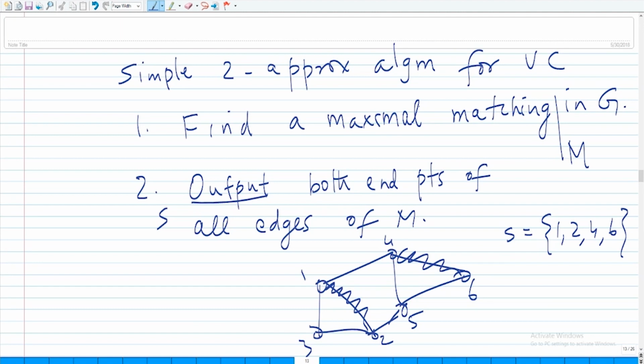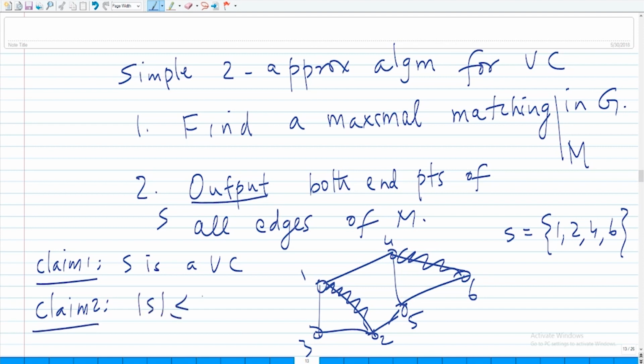I have to make two claims now. One, S is a vertex cover. My claim 2 is the cardinality of S is always at most 2 times optimum. Let us try and prove each of these.